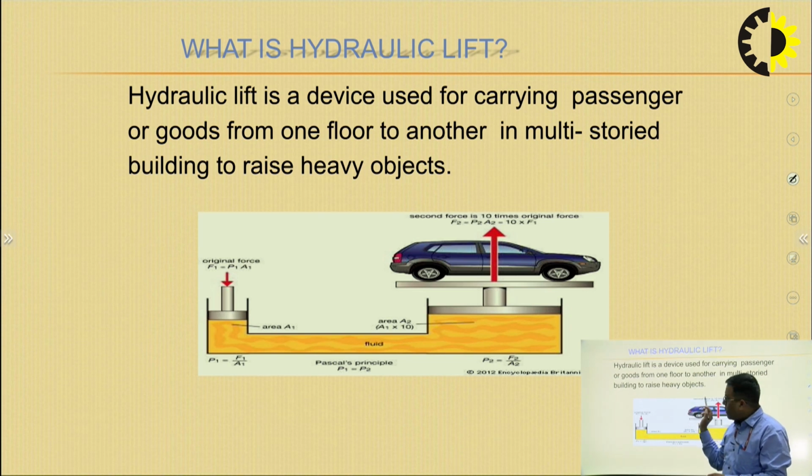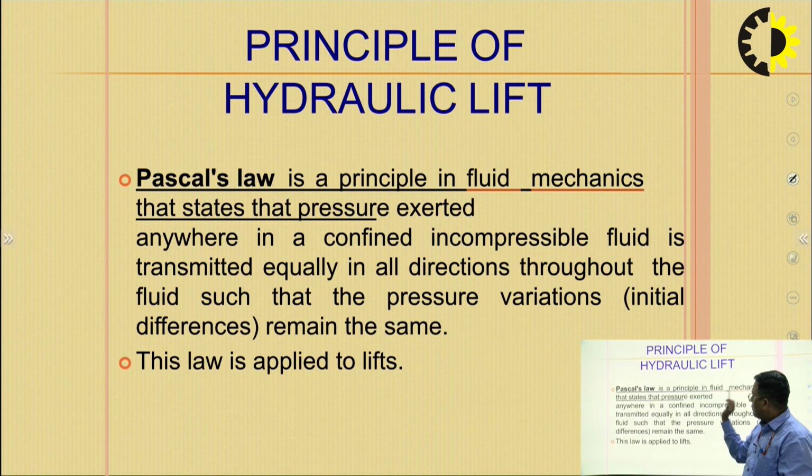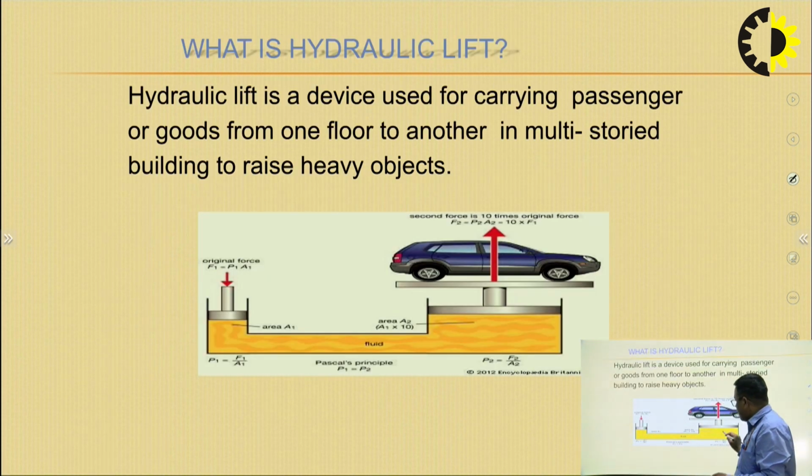So Pascal's law, what basically is it? As we all know, Pascal's law is a principle in fluid mechanics that states that pressure exerted anywhere in a confined incompressible fluid, confined. So this fluid is confined. The fluid in the lift, the fluid in between these two pistons is confined. And what is the characteristic of this fluid? This is the incompressible fluid. For Pascal's law, this is the necessary requirement. Fluid must be confined and it must be incompressible.